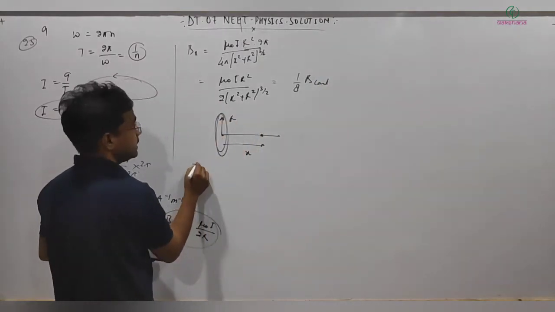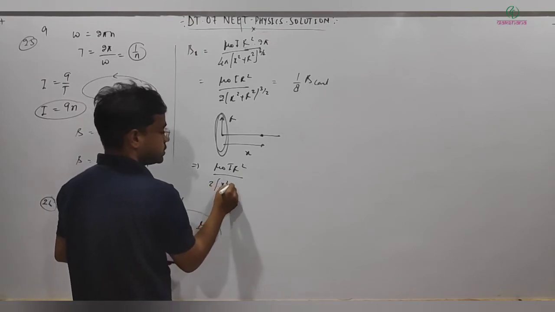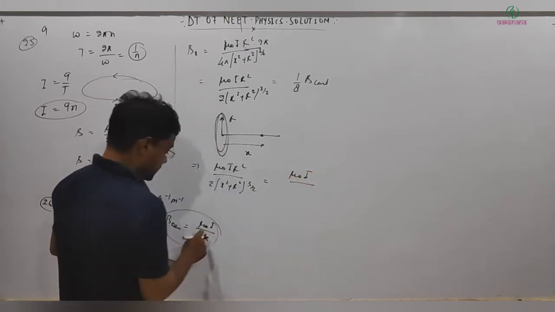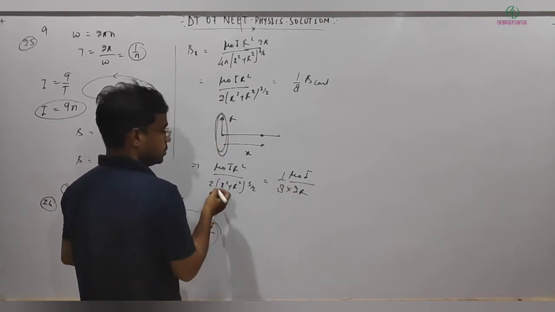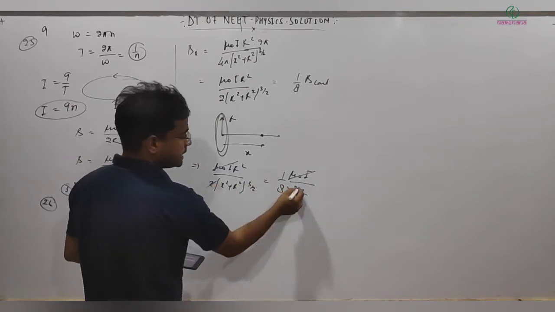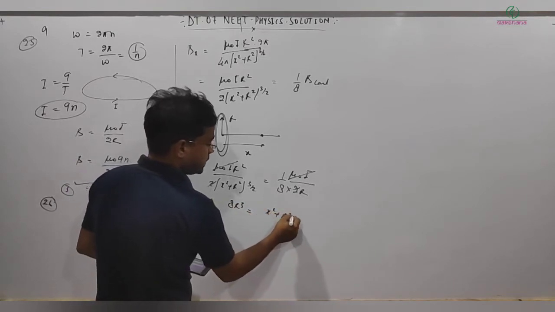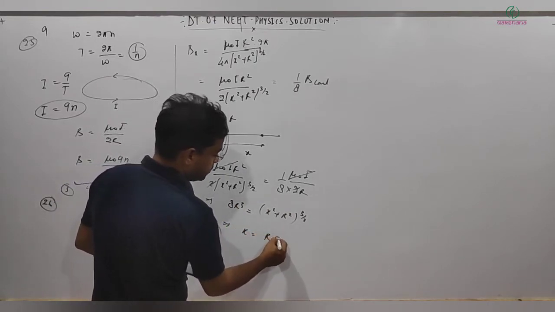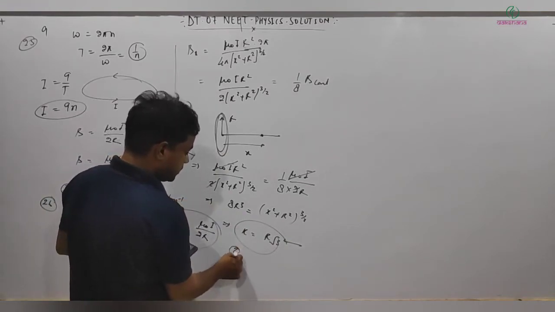So just simplifying it, mu naught I R square divided by 2 (x square + R square) power 3 by 2 is equal to mu naught into I divided by 2R and 1/8 of this. So mu naught I gets cancelled, and 2 gets cancelled. This is 8R cube equal to (x square plus R square) power 3 by 2. Simplifying it, we are getting x is equal to R root 3. That is the answer to question number 26, and that matches with option 2.